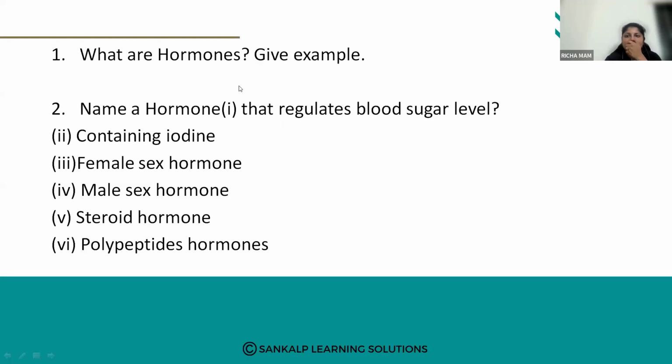So let us see the questions based on hormones. What are hormones? Give examples. So hormones are the proteins which are secreted in the endocrine glands, which directly enter into our blood.